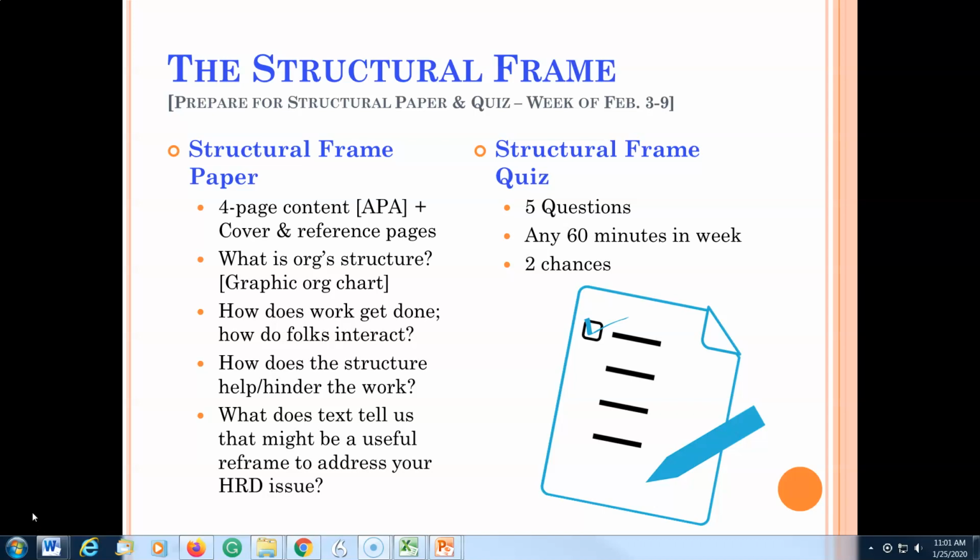Okay, then we will move to our quiz, which is 5 questions, and you can take the quiz anytime during the week. We've moved it so that you can begin, I think on Monday at midnight, and it's 60 minutes for each of 2 different chances. So 5 questions, you have 2 chances, each of the chances is 60 minutes.